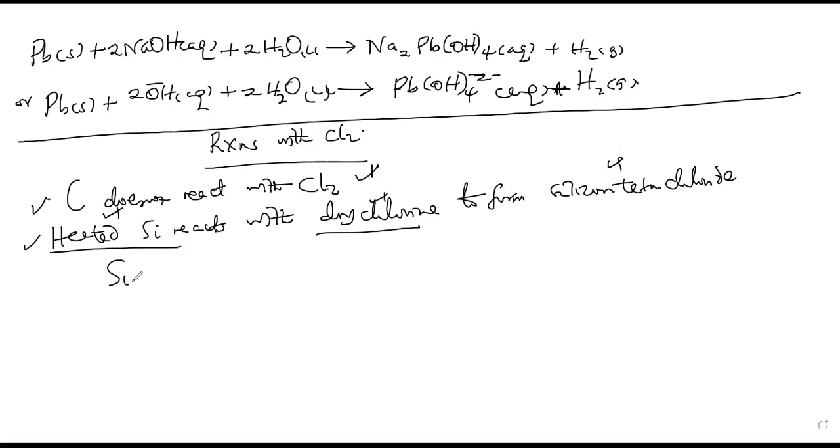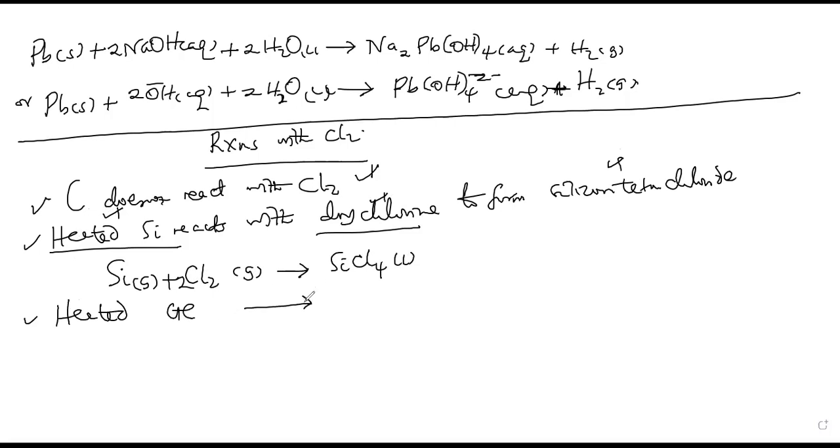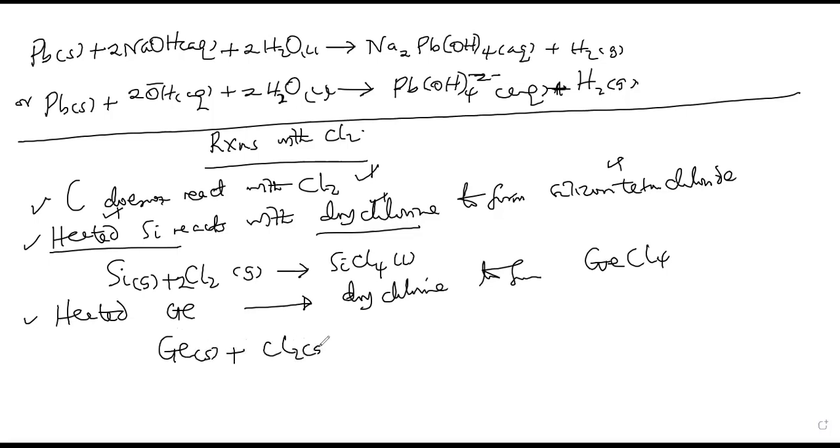So we shall mark, and then you write the equation. Silicon plus chlorine, how many? 2. We form silicon tetrachloride. This is a liquid. Heated germanium reacts with the dry chlorine to form germanium 4 chloride. You write the equation. Ge plus Cl2 gas, you form GeCl4. It's a liquid.